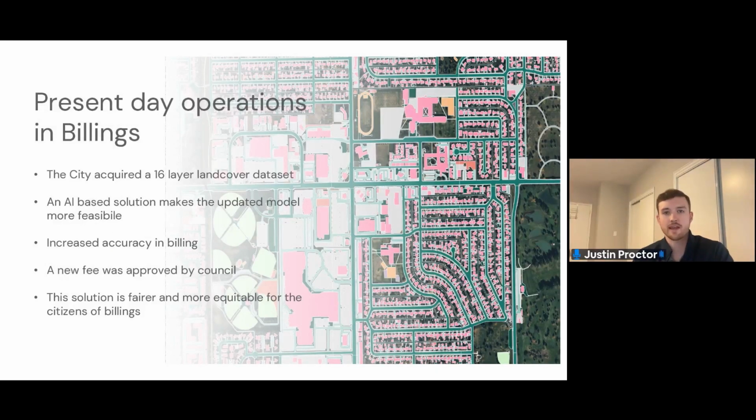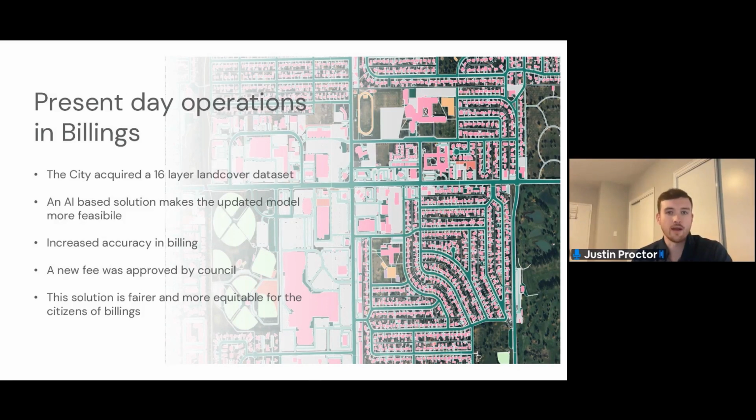So, present day operations, what's going on now. Billings acquired a 16-layer land cover data set ranging from your standard impervious classifications, your buildings, roads, sidewalks, driveways, all the way down to some unpaved features and compacted surfaces as well. By leveraging an AI-based product, the city now has a scalable solution for these updates. As I mentioned earlier, all products exceed 95% geometric accuracy. So that ticks off the box for Tyler.